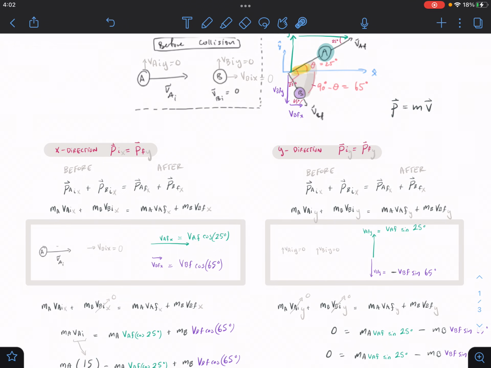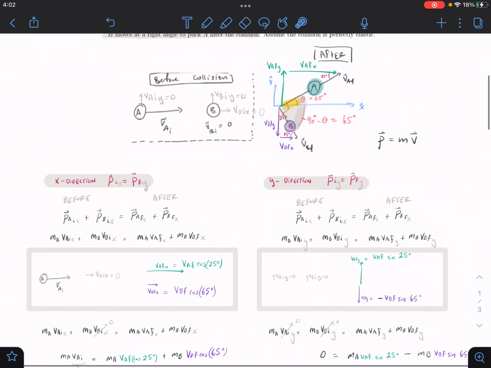So that would be m_A times the initial velocity in the x, plus m_B times the initial velocity in the x, and that is equal to the final in the x and the final in the x. I drew the two x vectors right here. So V_A in the x, V_B in the x, the initial ones. And then for final, V_A in the x. If we break this vector up into y and x components, this is the x one here, and this is the x for B. I know there are a lot of subscripts, but basically it's x initial, x final for the velocities.